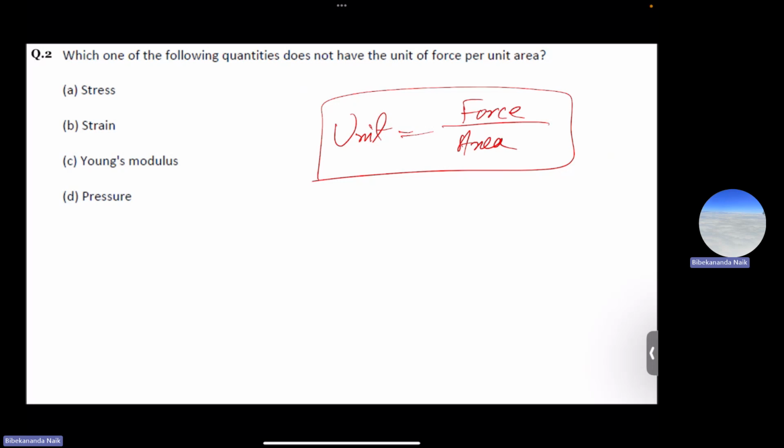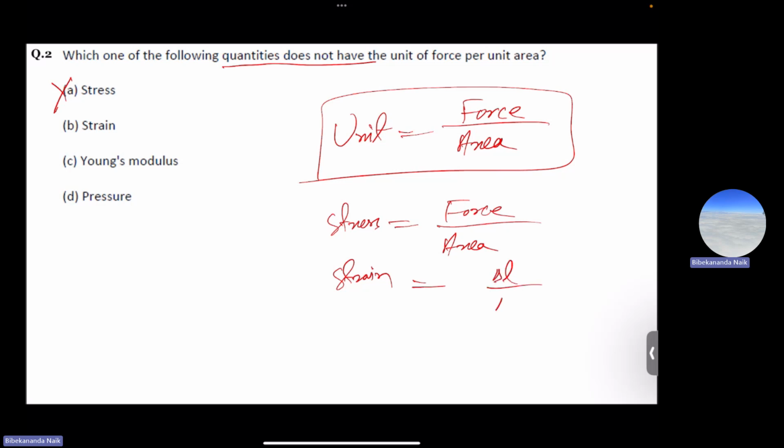So let's consider first stress. Stress is nothing but force per unit area. So stress is not the answer, because the question says which quantity does not have that unit. Then strain. Strain is the relative change, change in length to original length. So again length by length.